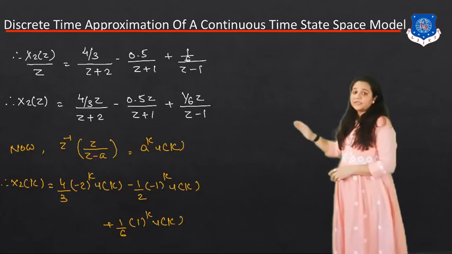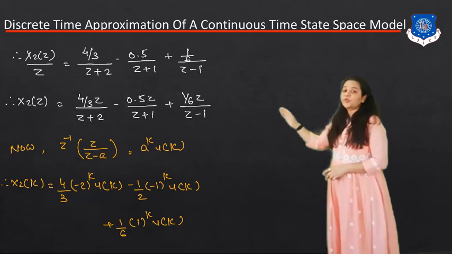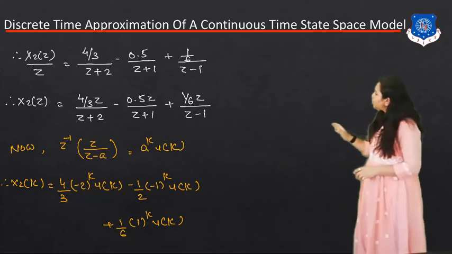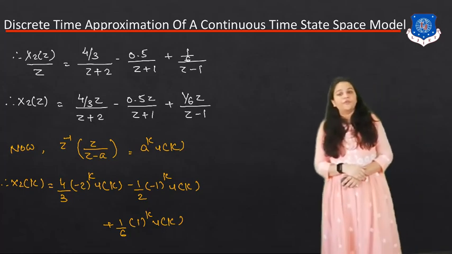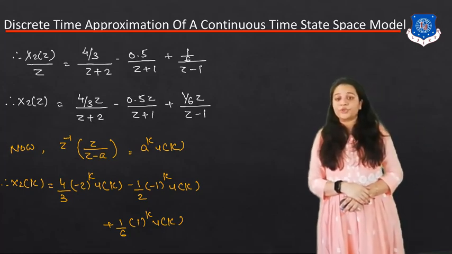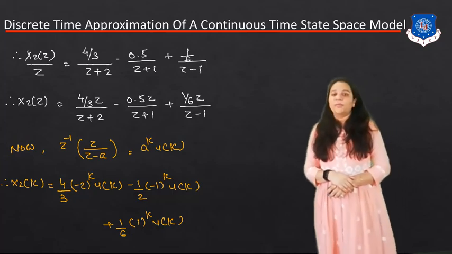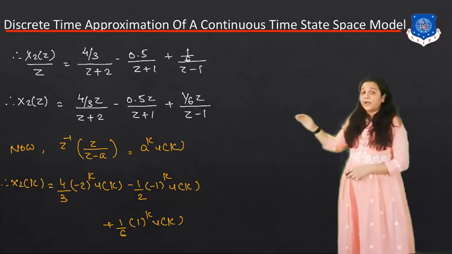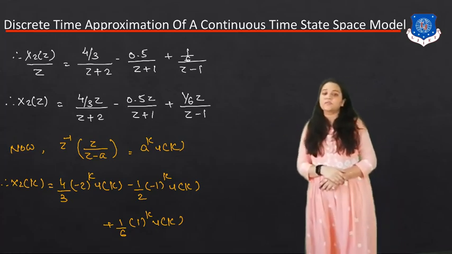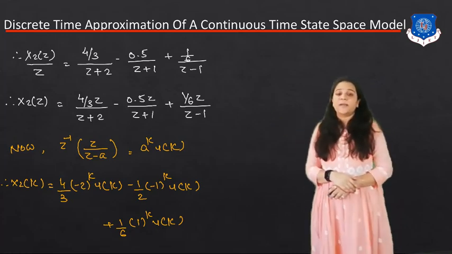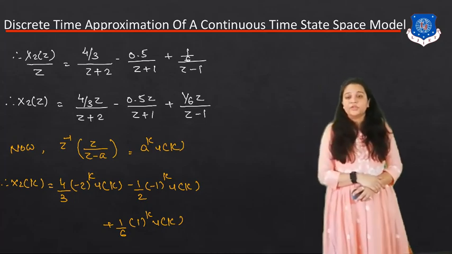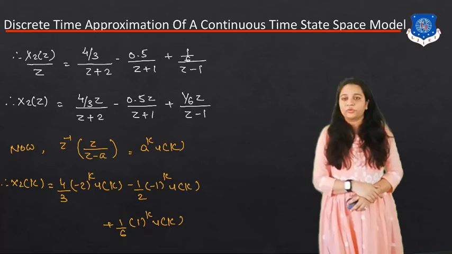Now inverse z of z upon z minus a is equal to a raised to k u of k. So we can get X2 of k is equal to 4 by 3, z upon z plus 2 is equal to minus 2 raised to k u of k, minus 1 by 2, z upon z plus 1 is equal to minus 1 raised to k u of k, plus 1 by 6, z upon z minus 1 is equal to 1 raised to k u of k. So this is the equation of X2 of k.